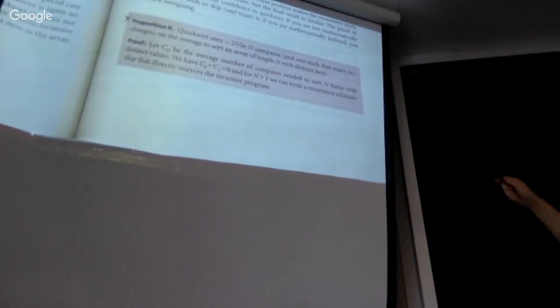Right. So let's look at this proof. Again, note that we don't say that Cn is exactly the number of compares. We say, let Cn be the average number of compares. Watch out for that one. There's a difference between the number of compares and the average number of compares. Right? So this is a statistical idea. It's the average number of compares needed to sort n items.